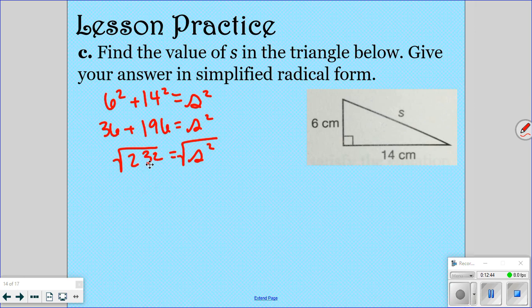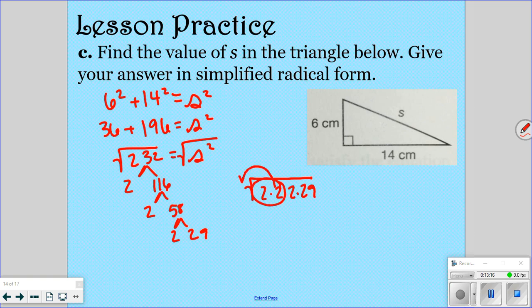This, if you took the square root of it, is a decimal. So we need to factor it. So 232, I know it's divisible by 2 because it's an even number. So I get 2 and 116. That's also divisible by 2 because it's even. And then you get 58. And if you divide by 2, you get 29. And that's as far as you can factor it. So instead of writing 232, I'll write 2 times 2 times 2 times 29. We have one pair of 2's that can come out. And so that becomes 2 square roots of 58. And so that would be the value of s.